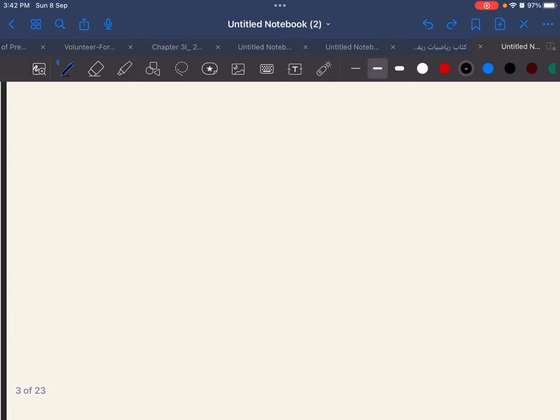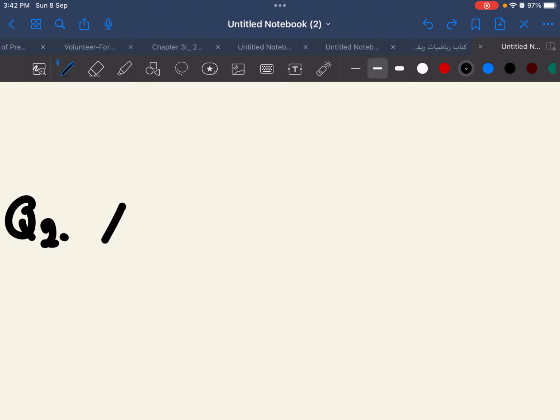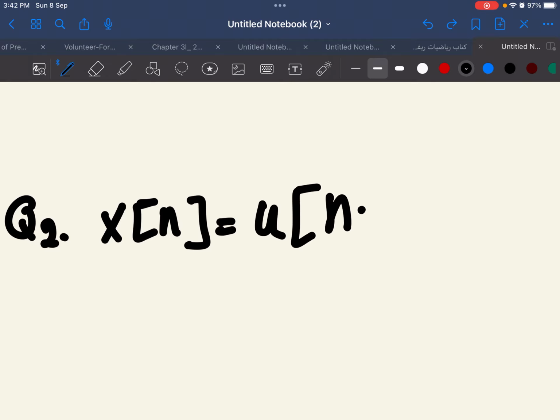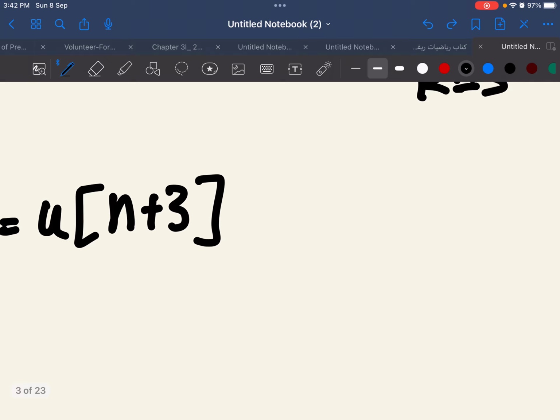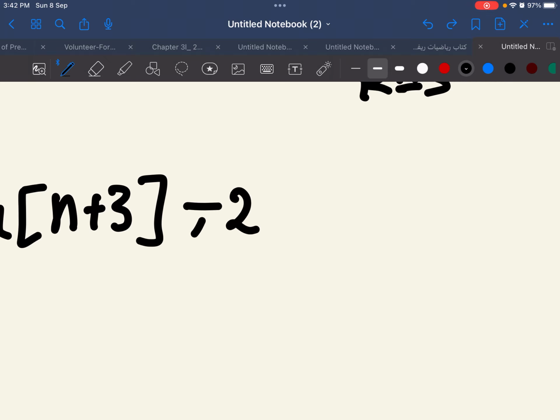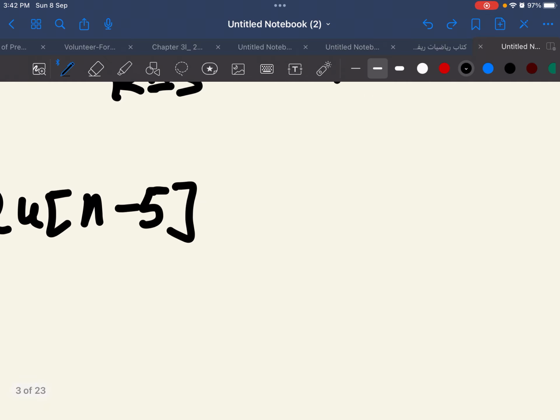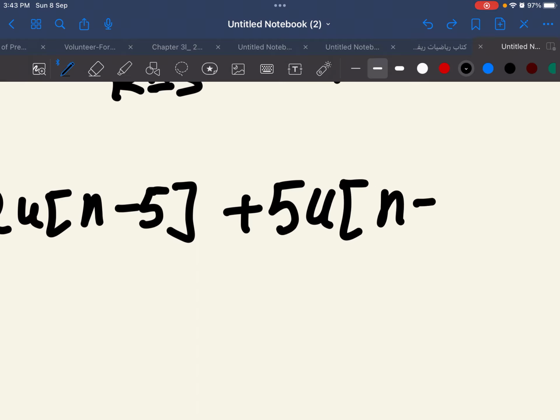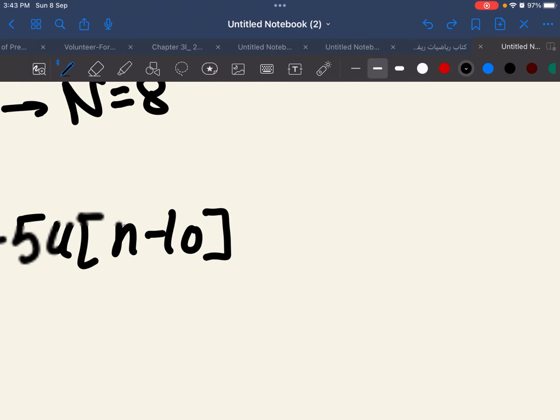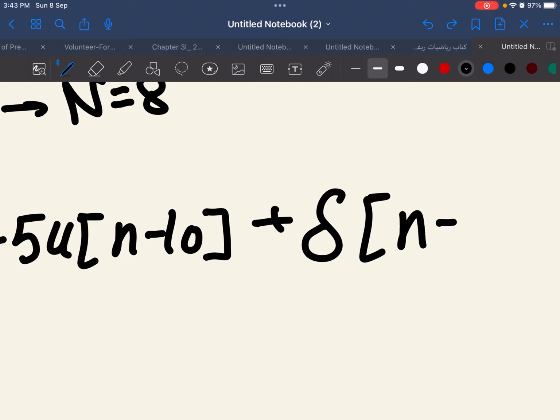Now the second question is about sketching. We are sketching an input signal. It's also a DT signal. We have here the unit step u of n plus 3, minus u of n minus 5, plus 5 u of n minus 10, plus delta of n minus 12.